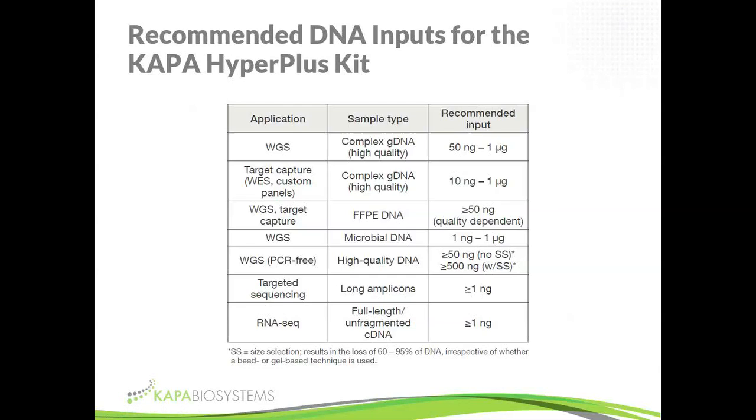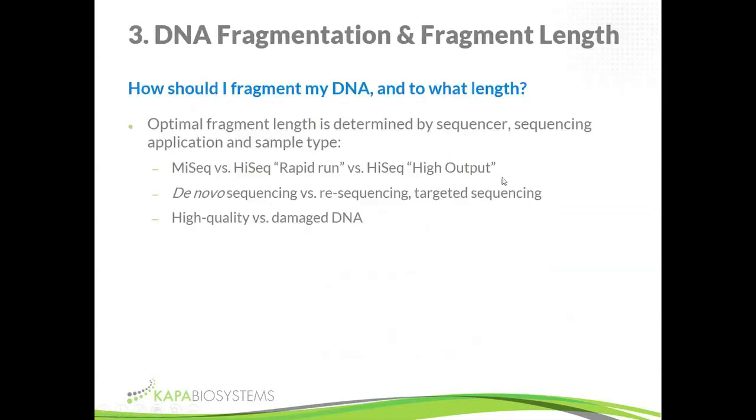Third parameter that we can look at and make sure that we optimize properly, and we've talked a lot about this in part one of the series, is DNA fragmentation and fragment length. And so the critical question for any time that you need to make a library is, how do I fragment the DNA, and to what length do I need to fragment it?